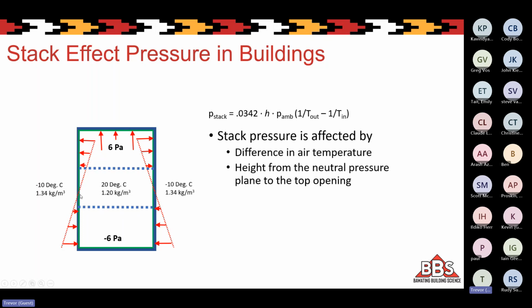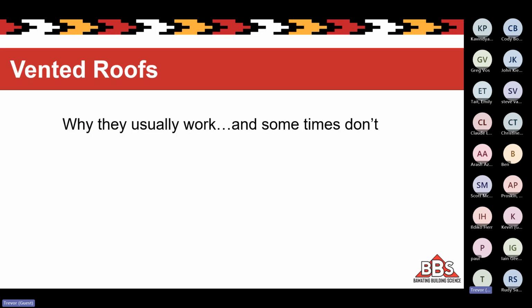And that isn't necessarily halfway up the building. It depends on the distribution of the holes in the building. And sometimes we use that neutral pressure plane, if we can measure it, to diagnose where the air leakage is occurring or where more of the holes are in the building enclosure.